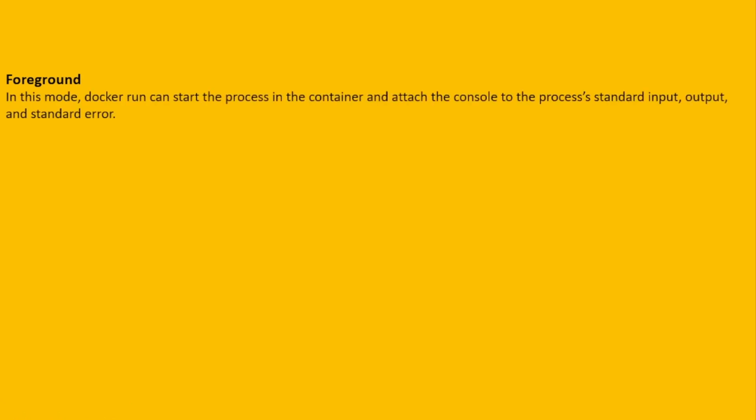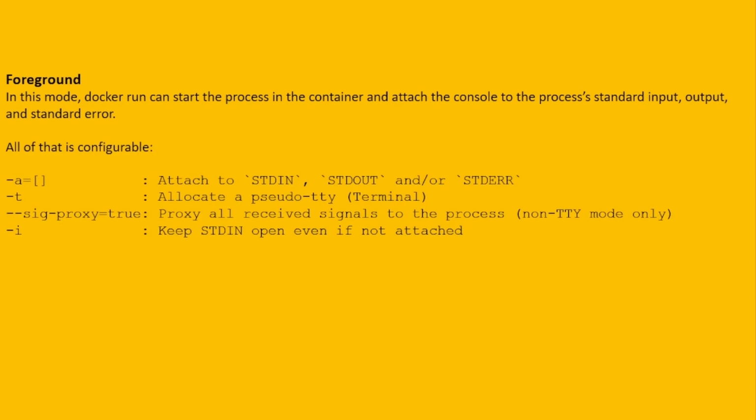We are running a container in foreground mode. In this mode, docker run may start the process, and to control this process, we may need a terminal to execute commands. So we use the -i option. Here comes standard input, stdin. For standard out and standard error, we use the -a option to attach standard out and standard error.